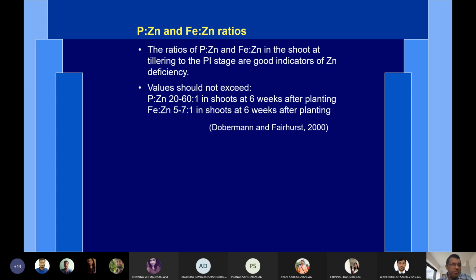So you can see, for example, iron and zinc. The levels of iron are roughly 5 to 7 times more than the zinc in the plant. So it should be a 5 to 7:1 ratio. If it is a higher ratio, that means your plant is suffering from zinc deficiency.